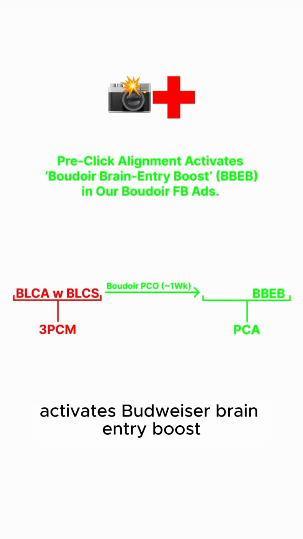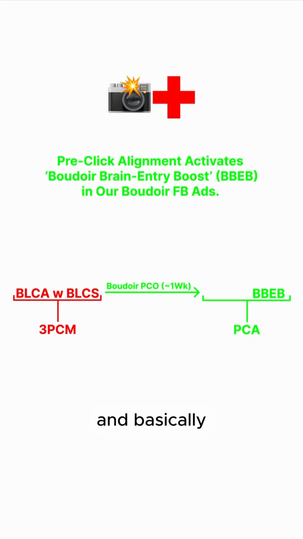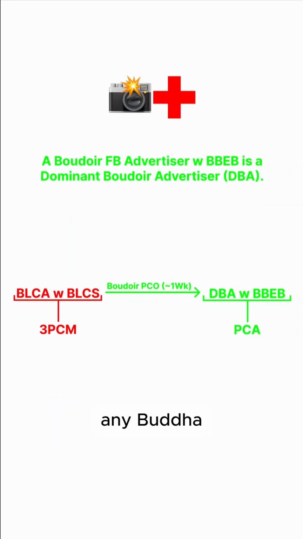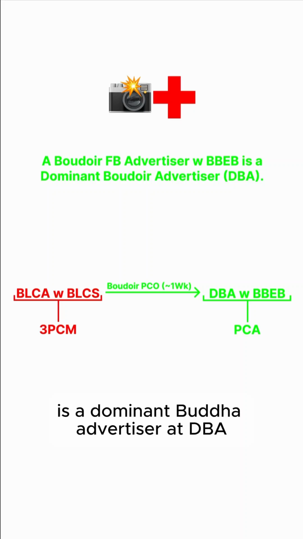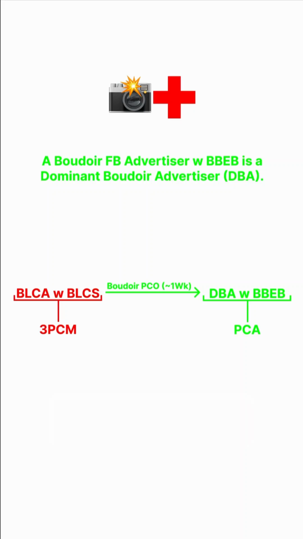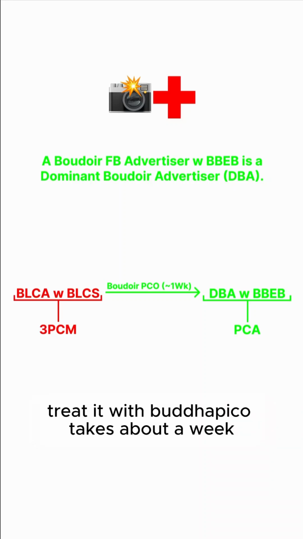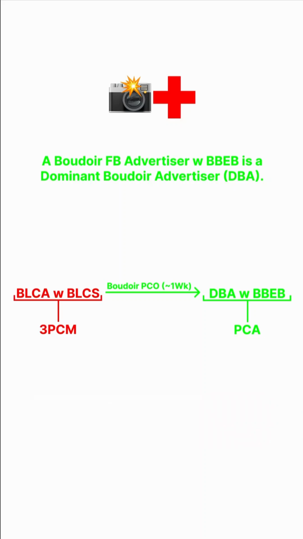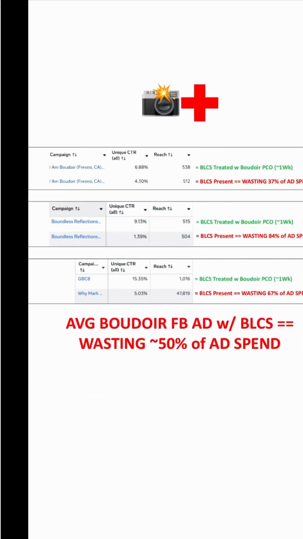And pre-click alignment activates Boudoir brain entry boost in our Boudoir Facebook ads. Now, basically, we finally got our unique CTR above 6%. And a Boudoir Facebook advertiser with Boudoir brain entry boost is a dominant Boudoir advertiser, a DBA. So this is our full universe here. A BLCA with BLCS is caused by the 3 pre-click mistakes. Treated with Boudoir Pico takes about a week. We achieve PCA, pre-click alignment, and we become a dominant Boudoir advertiser with Boudoir brain entry boost.